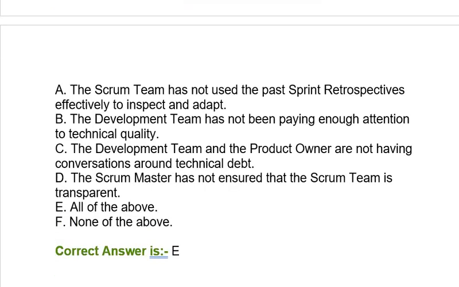Option A, the Scrum team has not used the past sprint retrospectives effectively to inspect and adapt. Option B, the development team has not been paying enough attention to technical quality. Option C, the development team and the product owner are not having conversations around technical debt. Option D, the Scrum Master has not ensured that the Scrum team is transparent. Option E, all of the above. Option F, none of the above. Correct answer is option E.